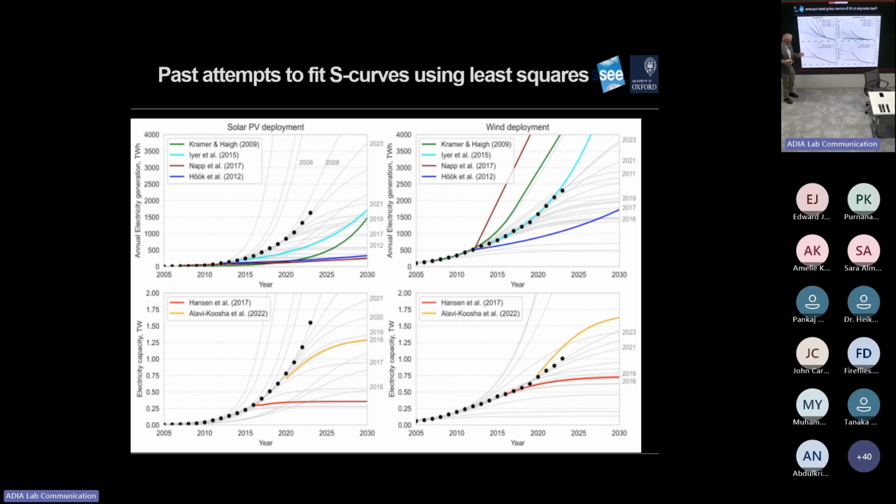Now people have tried to predict solar and wind deployment by fitting S-curves to the data. These are some examples. The purpose of this slide is to show you how silly these attempts have been. Here you see solar: the data, and some curves corresponding to things that people fit to the data at various points in time. These gray lines are what happens when you march along in the data, and every year you imagine you're in that year and fit to the data so far, using a naive least squares fitting algorithm.